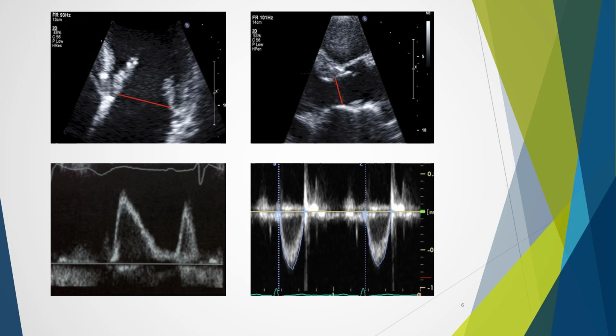Pulse wave from the same view is placed at the annulus level and a spectral trace is obtained. The modal velocity is traced with the inner brighter edge. This gives us the VTI of the annulus level. So it's important that we're actually placing our sample volume at the annulus level and then tracing the VTI, the brightest inner edge, all the way through.